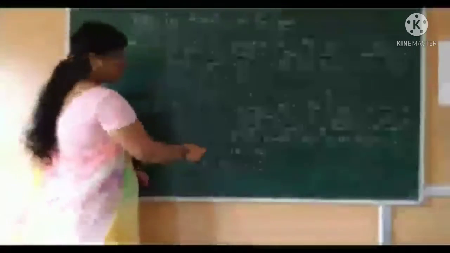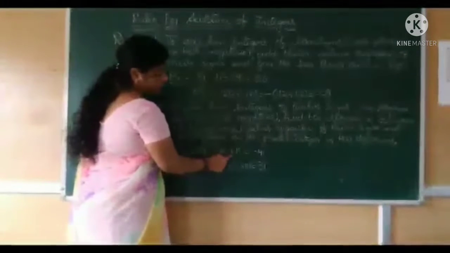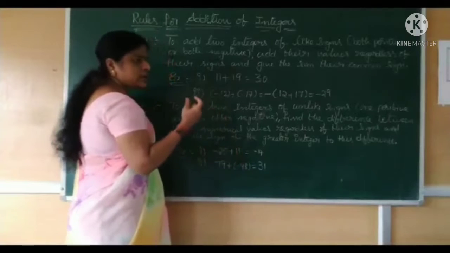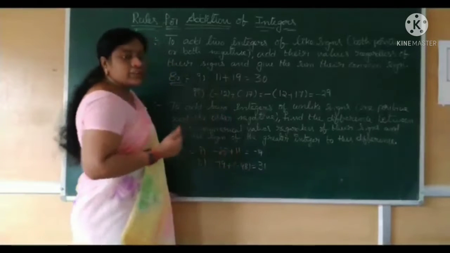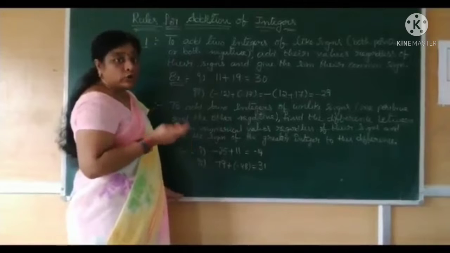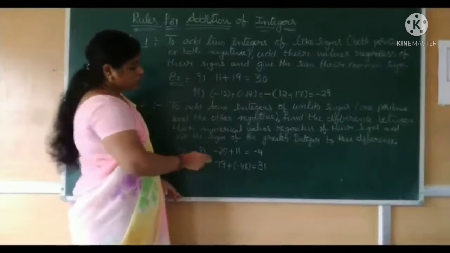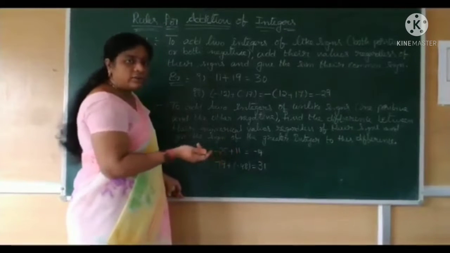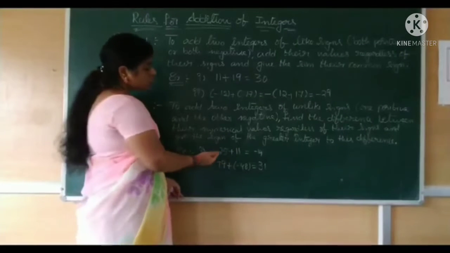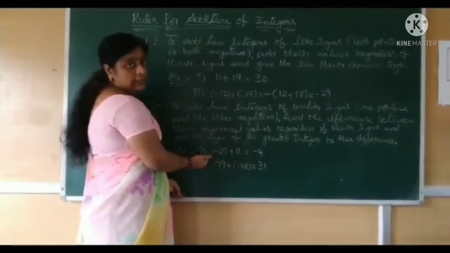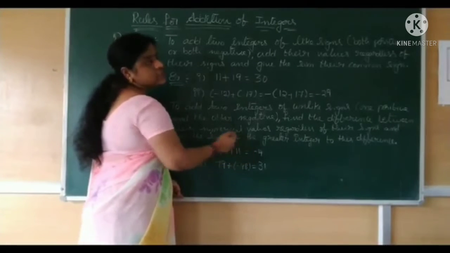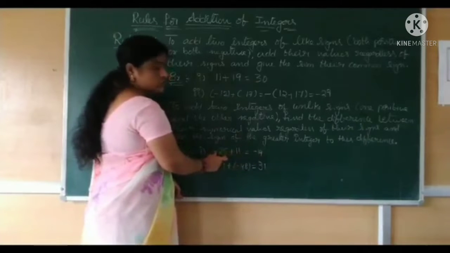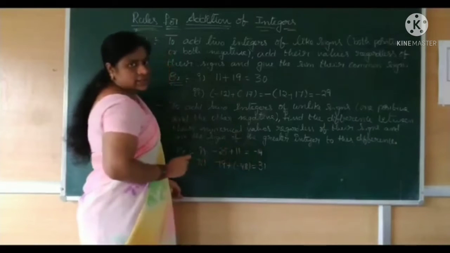See here, minus 25 plus 11. This is a negative integer and this is a positive integer. So you just find out the difference between these two. How much is the difference between 25 and 11? 14. So without signs, which one is greater, 25 or 11? Always 25 is greater than 11. So 25 has which sign? Negative sign, minus sign. So the result is also minus. So the difference is 14, the greater integer is negative 25, so minus 14 is the result.